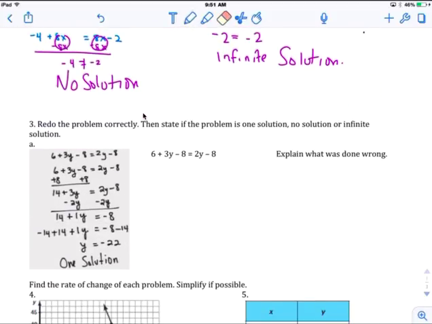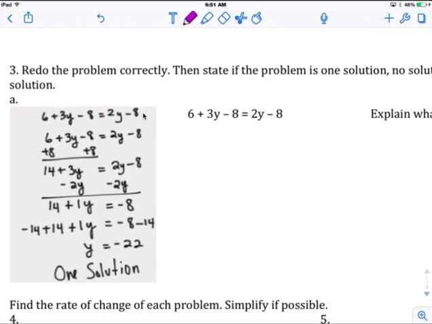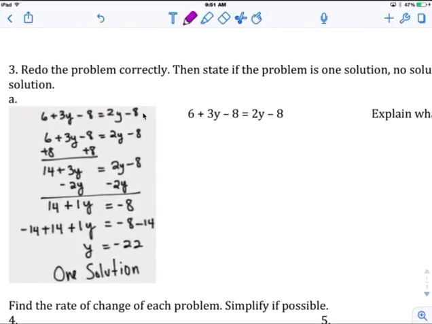Okay. So here, let's see, redo the problem correctly, okay? Additive inverse. We would have combined these two together. We'd get -2 plus 3y equals 2y plus -8. Okay, let's see if they got that anywhere. Oh no, they didn't. Look at that. That's wrong.